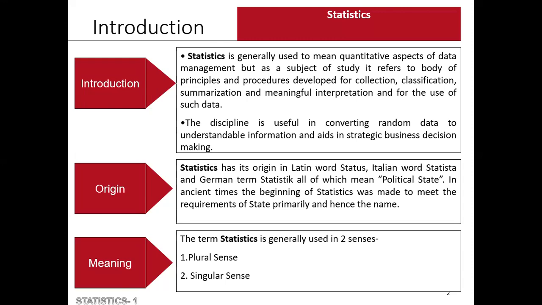So talking about the origin of statistics, in the Latin word it is called status. In the Italian language it's called statista. In German it is called statistik. All of these terms basically mean the political state. So in ancient times, the beginning of statistics was made to meet the requirements of the state primarily, hence the name statistics.